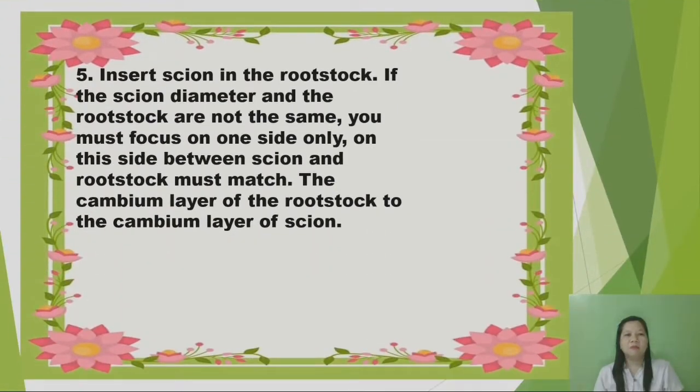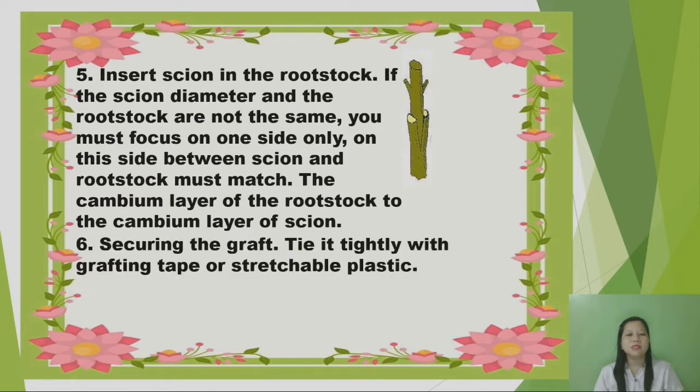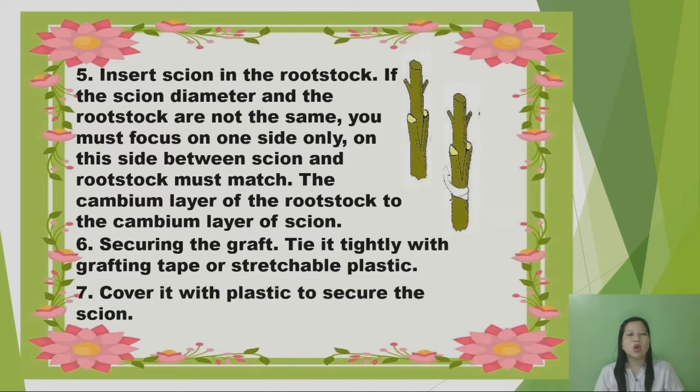5. Insert the scion in the rootstock. If the scion diameter and the rootstock are not the same, you must focus on one side only. On this side, you must match the cambium layer of the rootstock to the cambium layer of the scion. 6. Secure the graft. Tie it tightly with grafting tape or stretchable plastic. 7. Cover it with plastic to secure the scion.